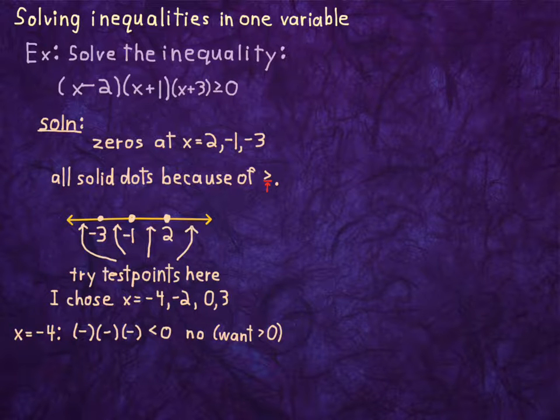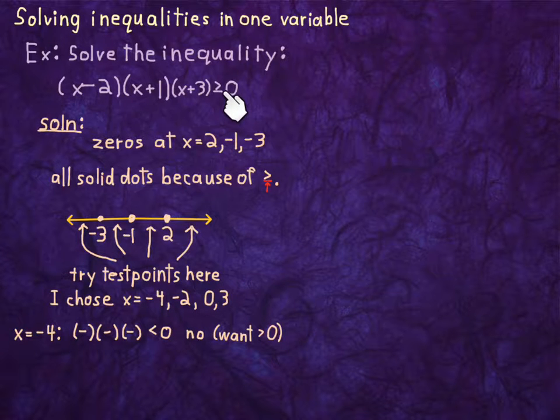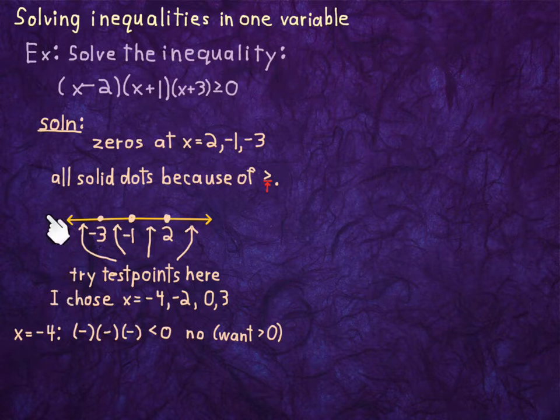So if I put -4 in here, I get -6, which is negative. -4 in here is -3, so it's negative. -4 in here is -1, so it's negative. Product of 3 negatives is negative, and we want positive. So I put no there. And that means I'm not going to shade in this region that includes -4.